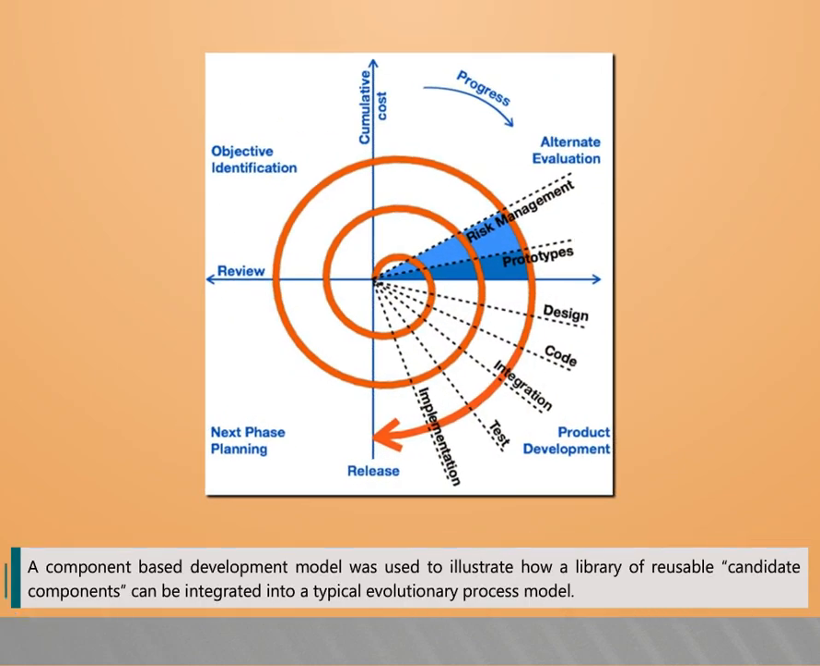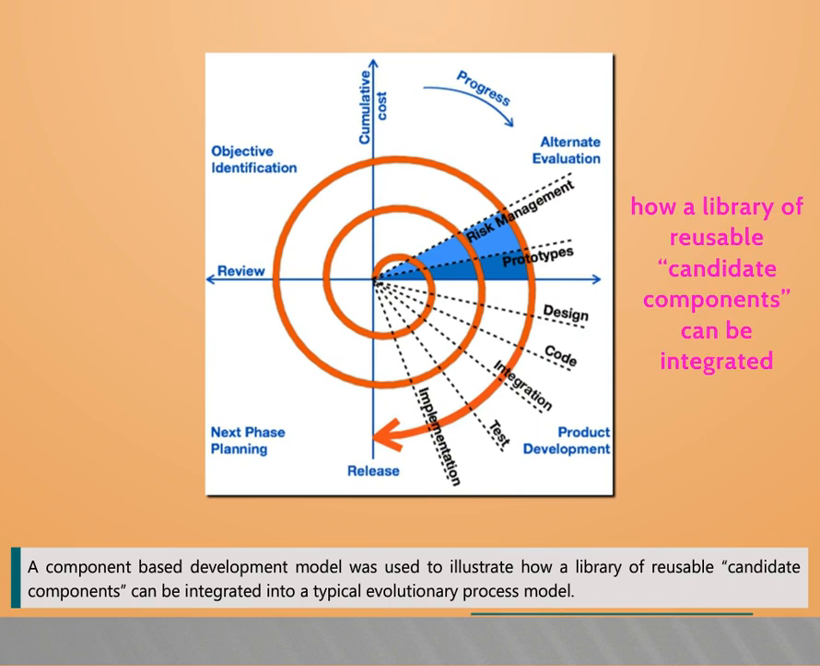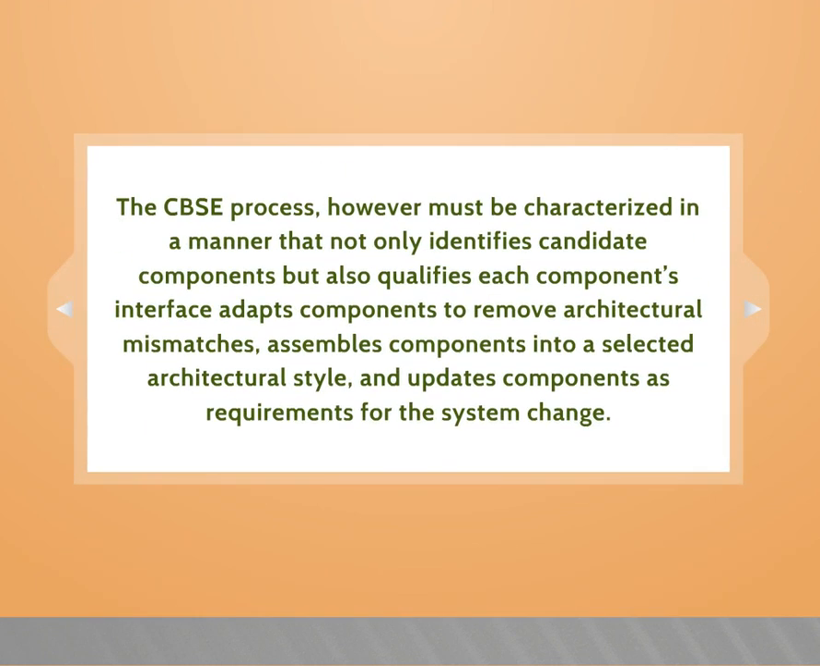A component-based development model was used to illustrate how a library of reusable candidate components can be integrated into a typical evolutionary process model. The CBSE process, however, must be characterized in a manner that not only identifies candidate components but also qualifies each component's interface, adapts components to remove architectural mismatches, assembles components into a selected architectural style, and updates components as requirements for the system change.